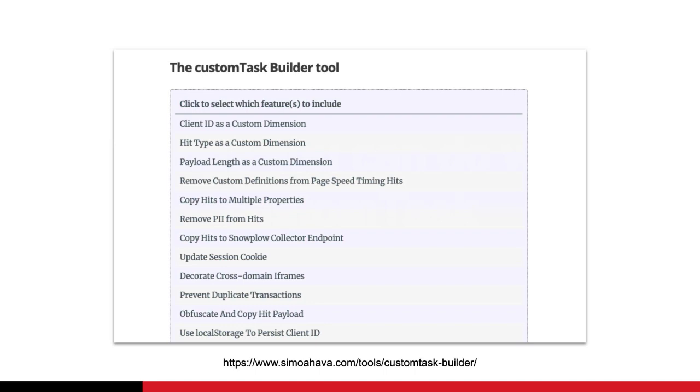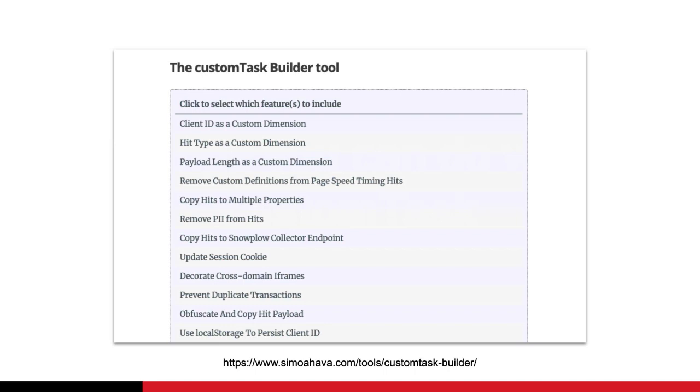You can add the hit type as a custom dimension as well. So it will programmatically check whether it was a page view tag or an event tag, or maybe a transaction or an item tag, and it will send that as a custom dimension as well. Payload length sends the length of the current hit payload as a custom dimension as well. Google Analytics has a maximum payload length of 8 kilobytes. So you can use this custom dimension to check if you're approaching that in some of your hits, because that might mean that you're surpassing that in some of your hits as well, and those hits would be dropped.